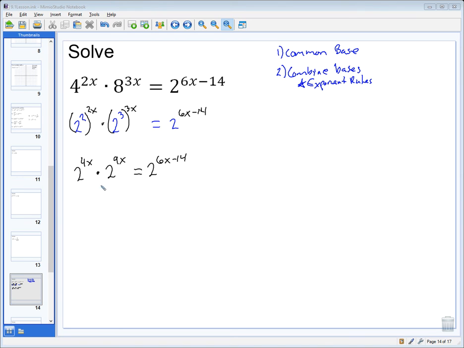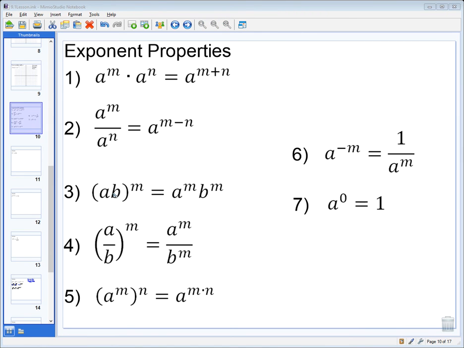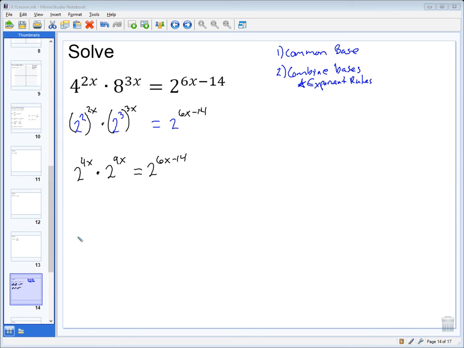Now in this case, we have the bases that are the same with powers. So going back to our rules, that's rule number 1. We have the bases that are same and they each have their own power, which means we need to add these powers together. So we take and we add these powers together. We combine it into one base, add the powers together, you get 13x. And that is equal to 2 raised to the 6x minus 14.